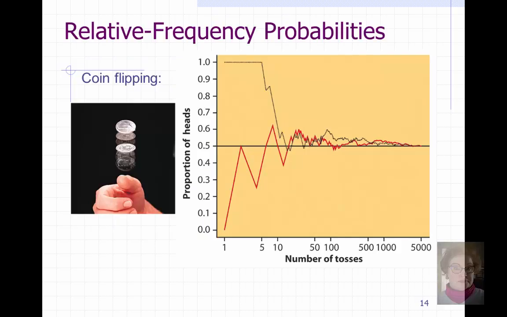Now, one of the most common relative frequency probabilities that we're all familiar with is flipping coins. As we increase the number of tosses, that probability does start to settle around 50% of the time. The dotted black line and the red line are 2 different series of coin tosses. Notice that when we are under 100 coin tosses, that line is all over the place. But as our number of coin tosses increases to 5,000, it settles down to half the time you get heads and half the time you get tails.